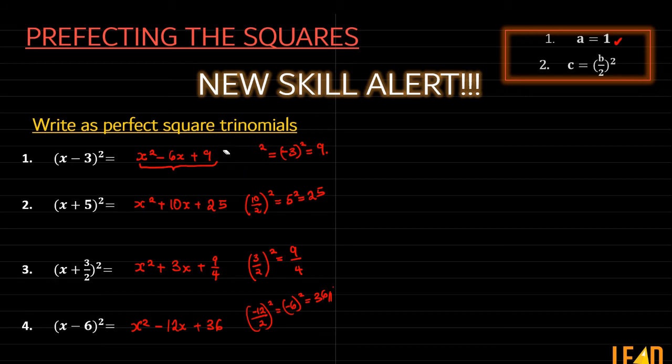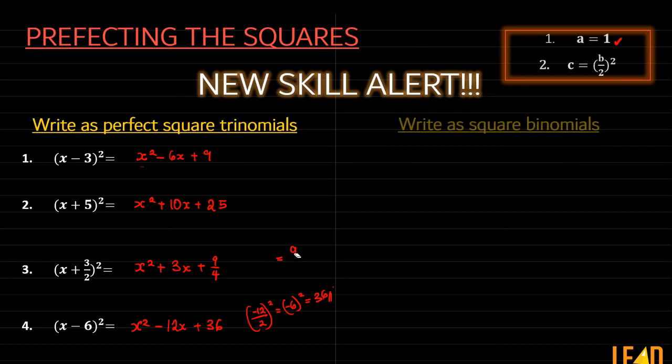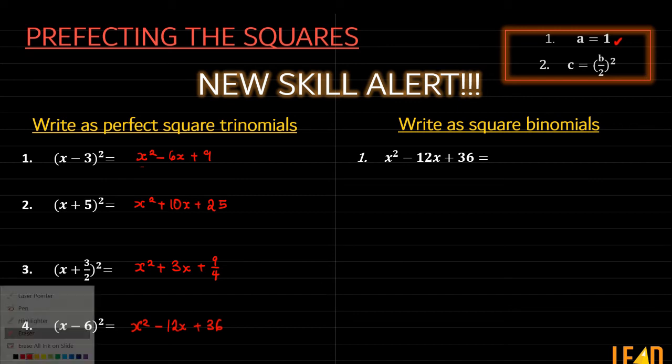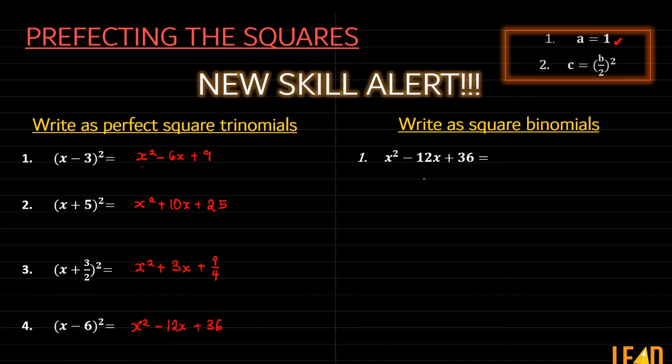The second thing that we'll look at now is how to easily go back and forth. That's to say, I know I have a perfect square trinomial. How do I write it as a square binomial?